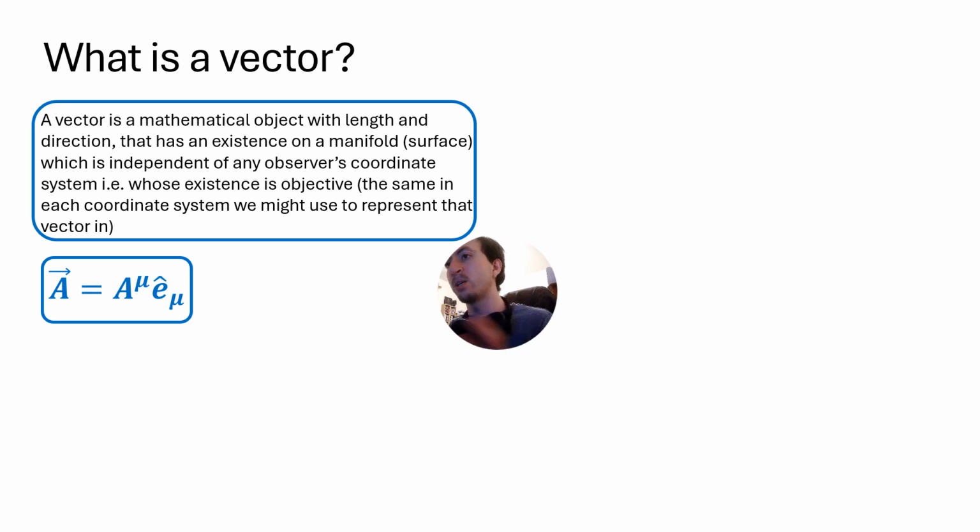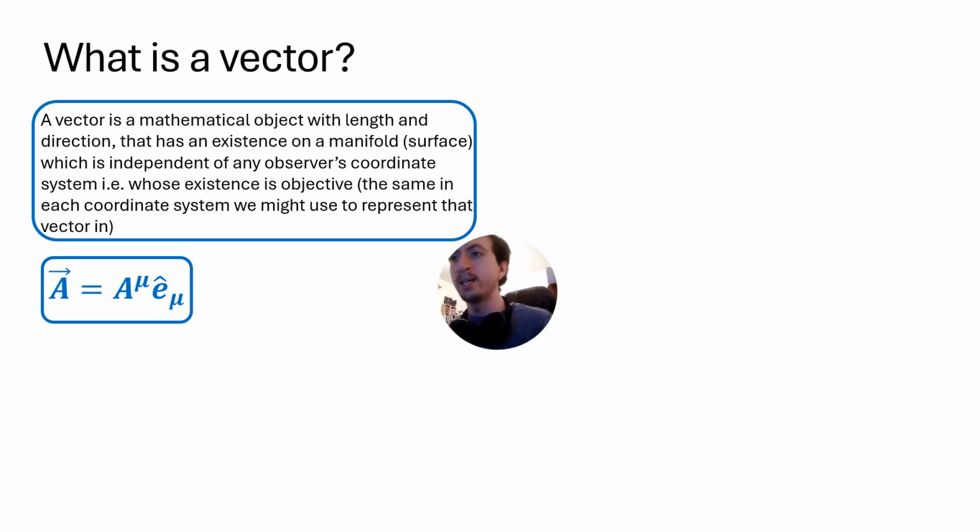So if we've got an overall vector, I'll usually use an arrow over it to tell me I'm talking about an overall vector, and it's equal to the sum over mu, so the sum over our coordinates, of A^mu, the component of A along the muth axis, times e_mu, the basis vector along the muth axis. And the basis vectors give a direction, and the components allow me to find how large A is.